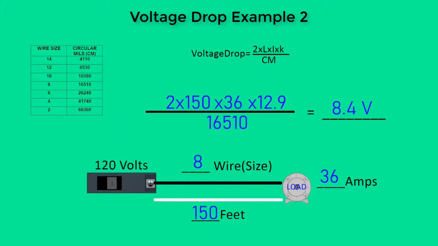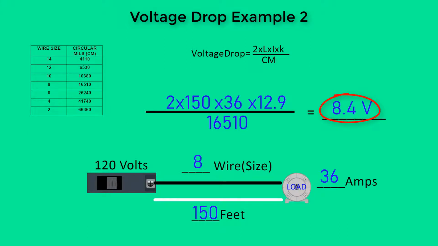The next two examples show how an excessive voltage drop can be corrected by using larger wire. In the example shown here, the load is located 150 feet from the source voltage. A number 8 conductor is used to supply a 36 amp load. The number 8 conductor has a circular mill value of 16,510. These values result in a voltage drop of 8.4 volts. This is more than a 5% voltage drop.